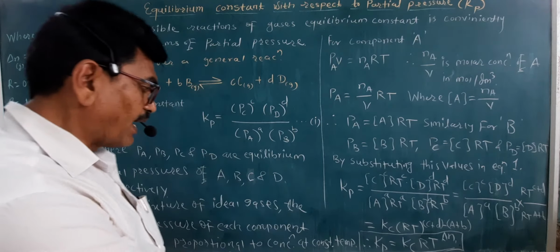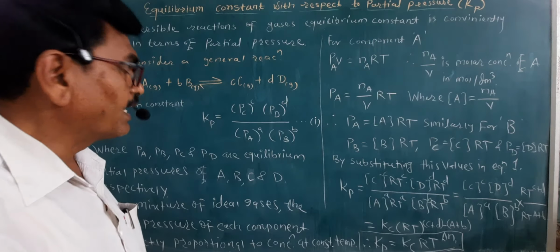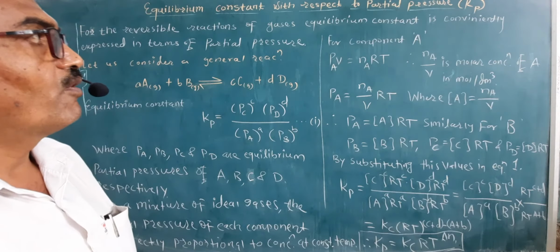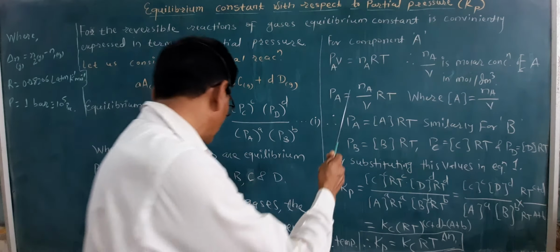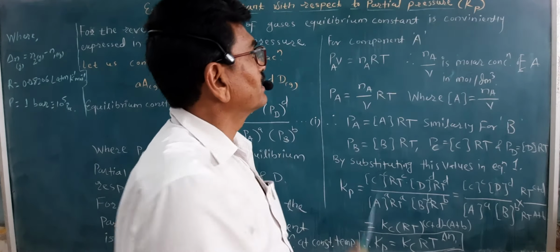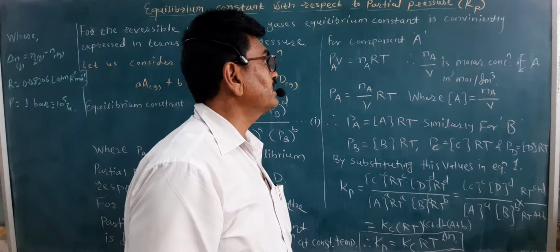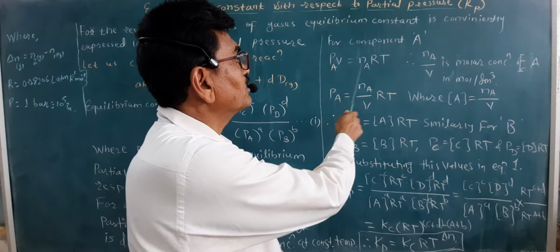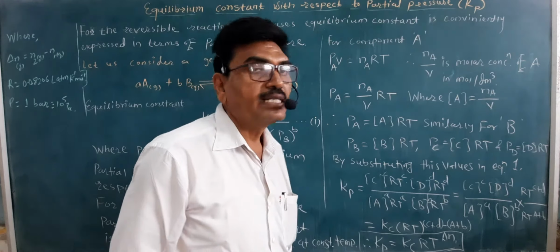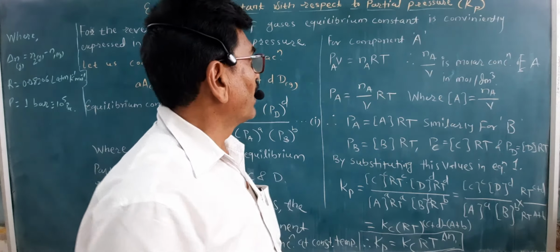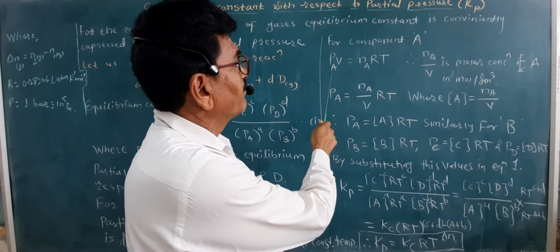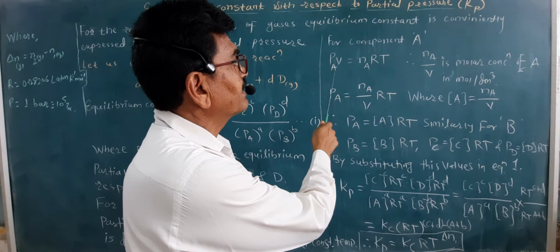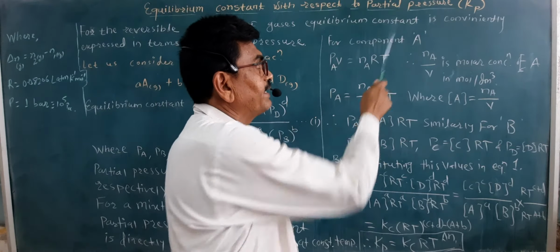Concentration at constant temperature, and that's why now see for each component, therefore by using the ideal gas equation, we will get here PV is equal to nRT, that is the ideal gas equation, and where PA is the partial pressure of this component A.